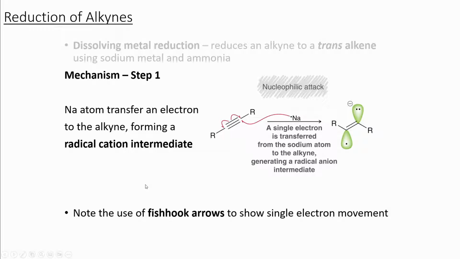The sodium atom transfers an electron to the alkyne, forming a radical anion intermediate. When we go to show a single electron arrow, it's important that we use the arrows with just one barb. This arrow indicates single electron movement.